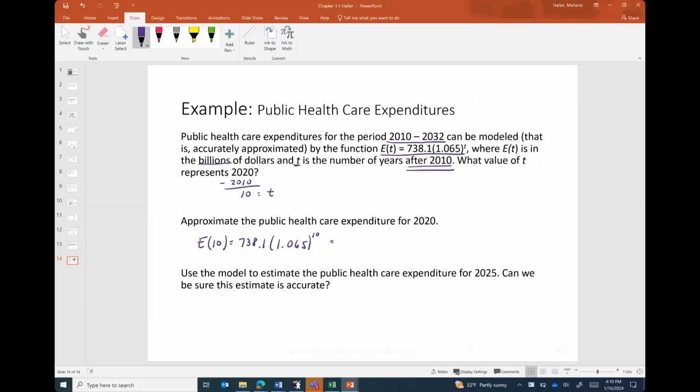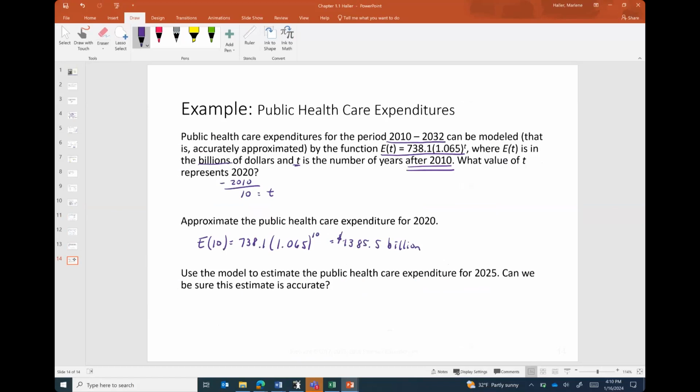When I put all that in my calculator, I end up with $1,385.5 billion. The dollar symbol up there shows what our units are.